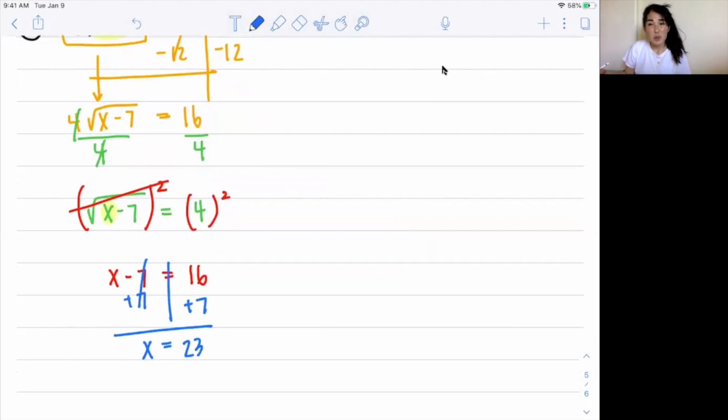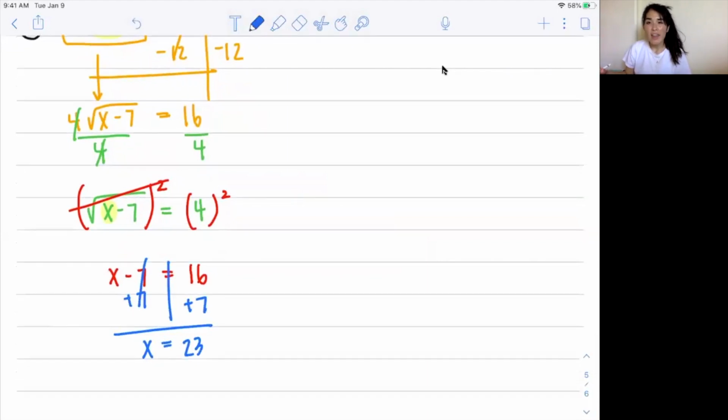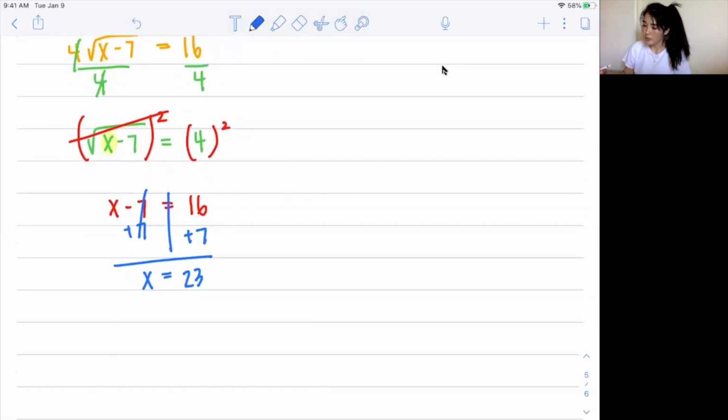We'll go ahead and take a look at some other examples that you guys will see on your homework. And then I think from there, you guys should be good. So last two.